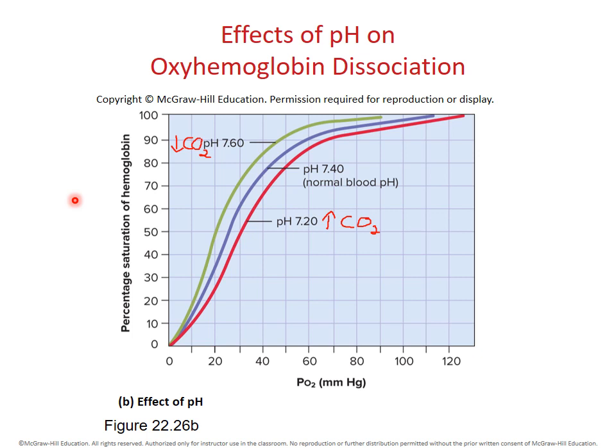Now, we don't specifically have a figure showing the effects of 2,3-BPG on the curve, so I just want to add that to this curve to show you what the effect of that molecule is. Remember, as we said, 2,3-DPG or BPG is produced by erythrocytes, and it's produced by erythrocytes in response to some specific conditions. And you see these conditions in objective 181.